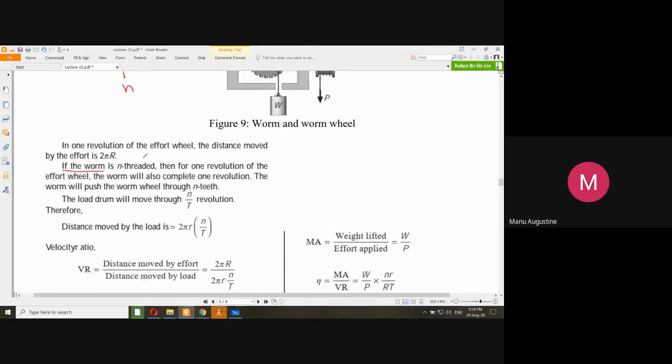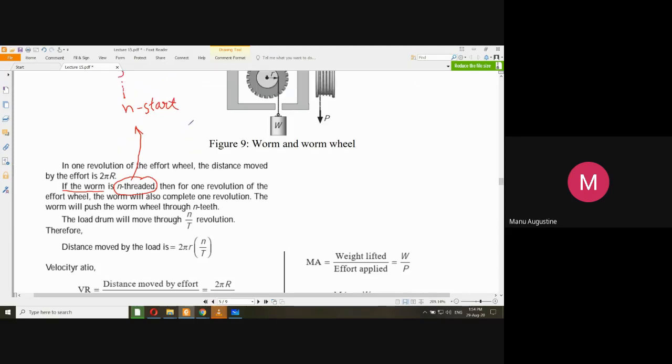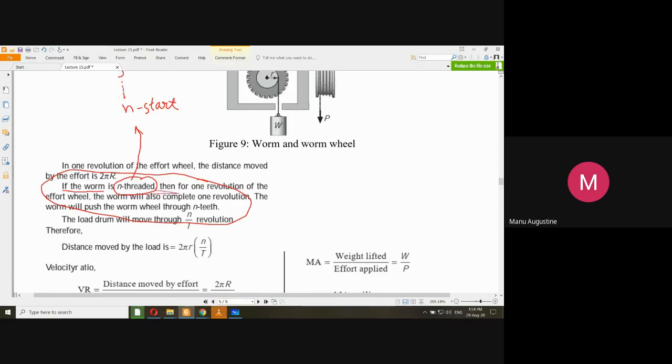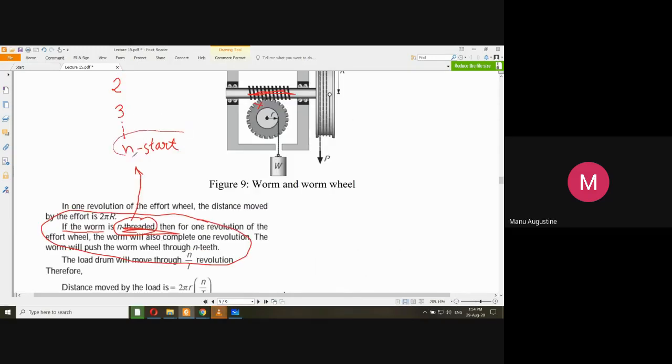If the worm is n threaded, now whenever you see a term like this, n threaded, you just imagine that we are talking about n start. This is all that you have to understand. Now see, if I had not explained all this concept which is lying at the background, then this sentence would have made no sense to you. But now you know what is the meaning of n threaded. Okay, it means n start.